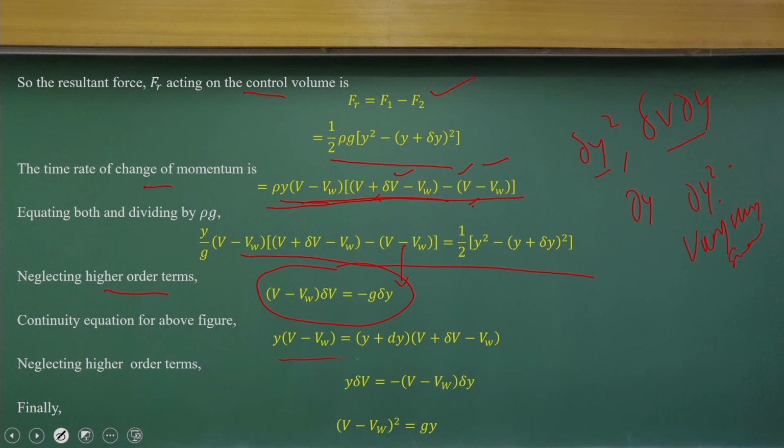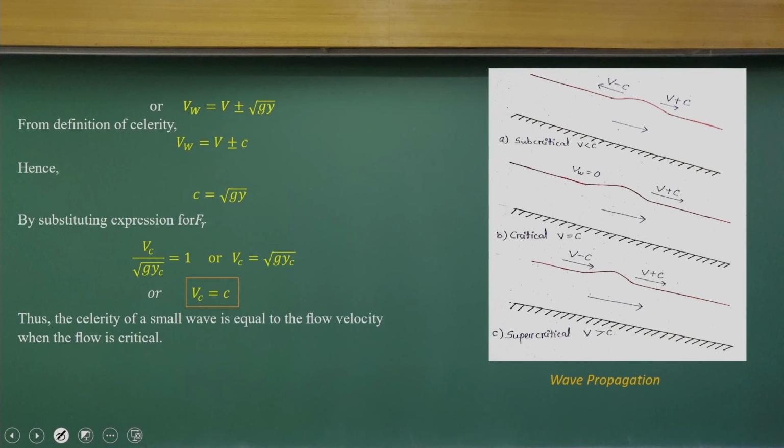Now we just use the continuity equation, the mass flux in and mass flux out for this moving control volume. Again neglecting the higher order terms and combining, finally we get this relationship between v, the velocity, y and Vw. If I rearrange it, I get Vw equal to v plus or minus root gy, and c stands for the celerity. That is what we are looking at with the v value. So the celerity comes out to be c equal to root gy.